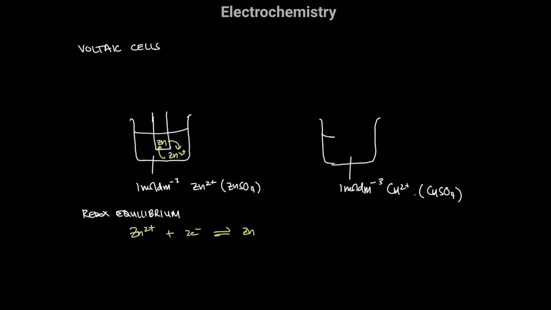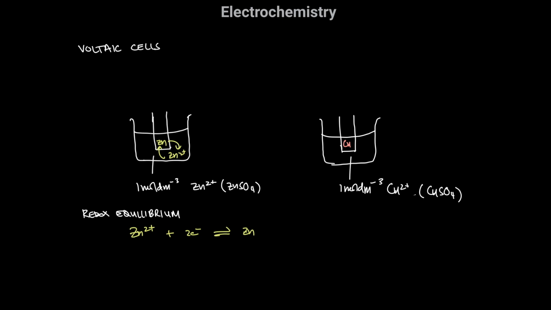So here I have 1 mole per dm cube copper 2 plus solution, and here I have a strip of copper metal that I have submerged in the solution. So here I have copper metal.